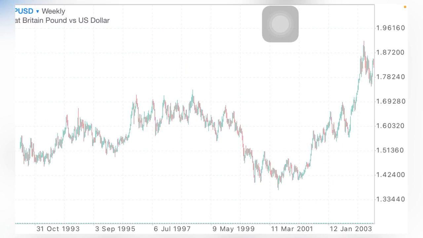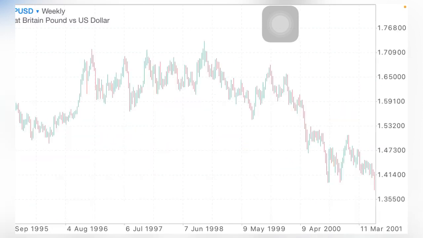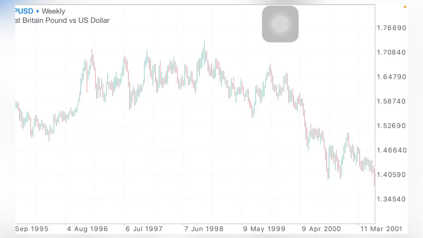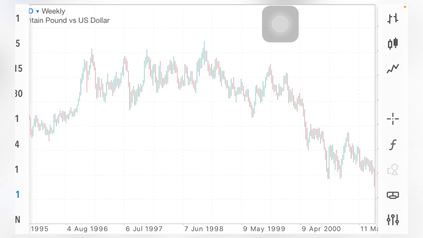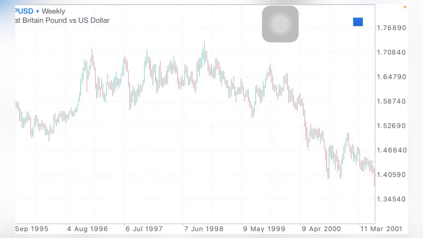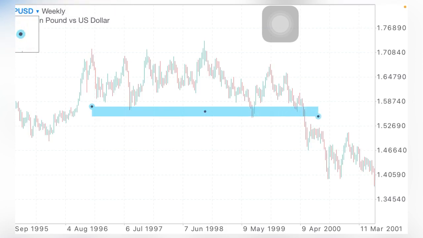Okay, here is a support zone. All right, let me take the rectangle toolbox and draw it. You can see this market. This is how you become a profitable trader. You analyze the market as a pro.